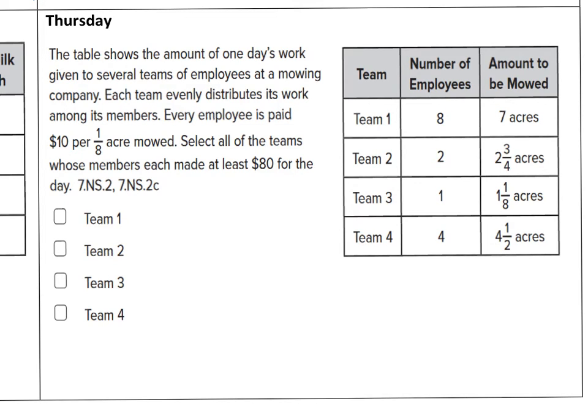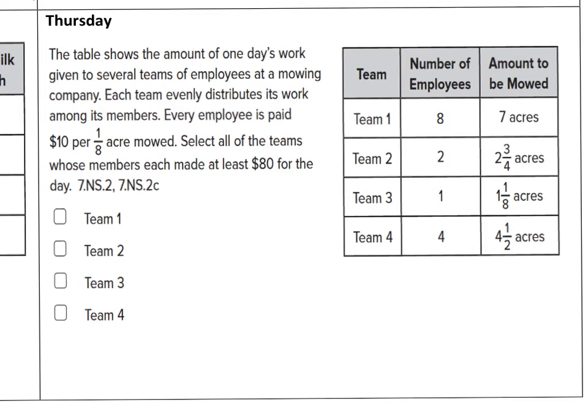Now for Thursday, the table shows the amount of one day's work given to several teams of employees at a mowing company. Each team evenly distributes its work among its members. Every employee is paid $10 per 1/8 acre mowed. Select all the teams whose members each made at least $80 for the day.